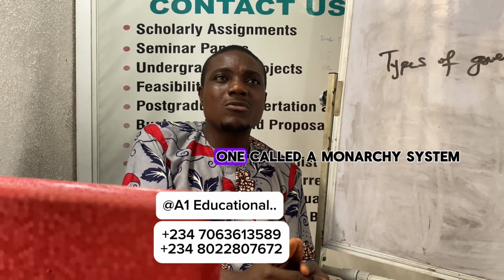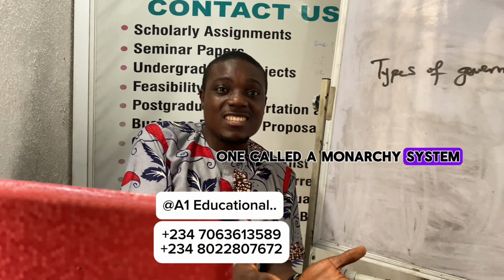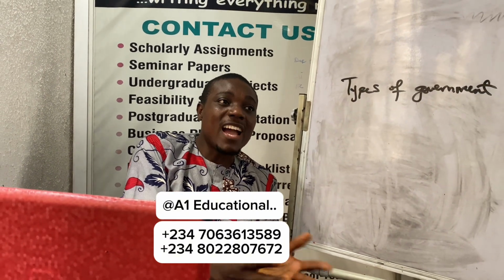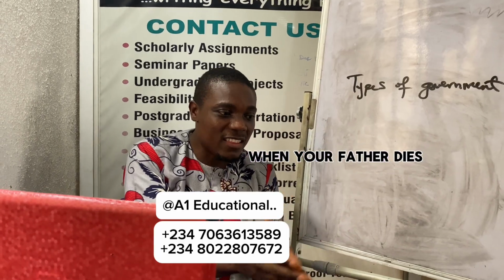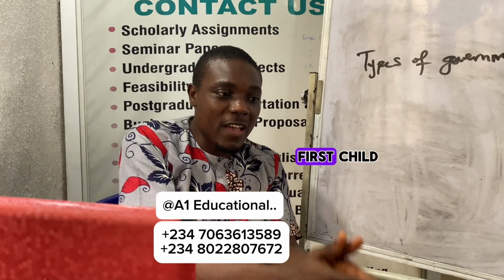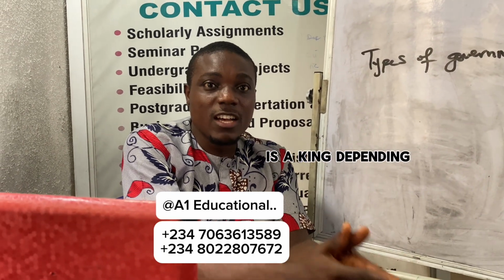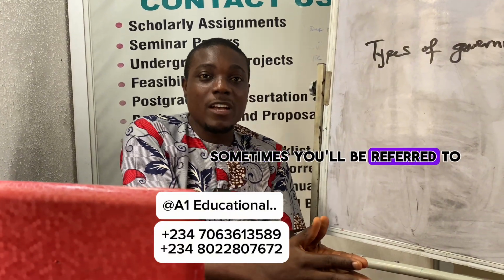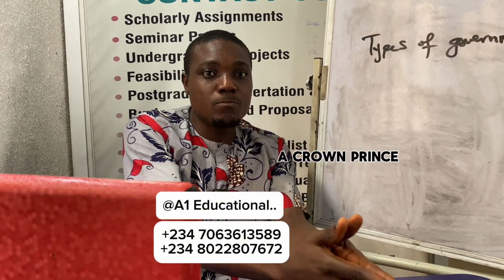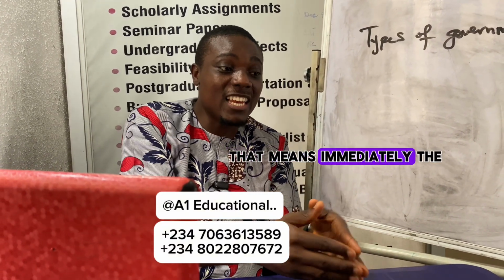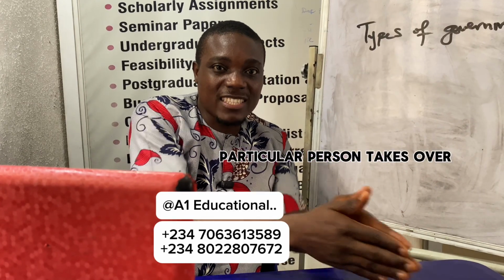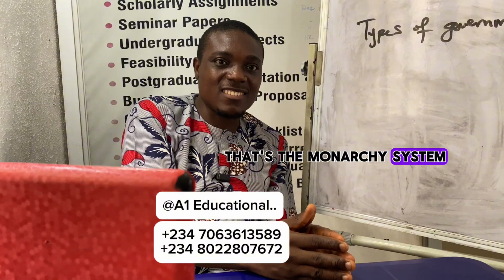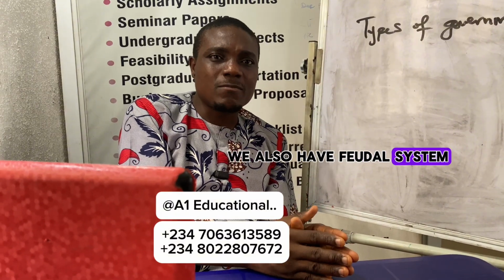We also have another one called the monarchical system. That one is based on heredity, where if your father is a king, when your father dies, or if your father gives birth to a first child and the first child is a king, depending. Sometimes they refer to that particular child as a crown prince. That means immediately the father dies, or the mother dies, that particular person takes over. That's the monarchical system.